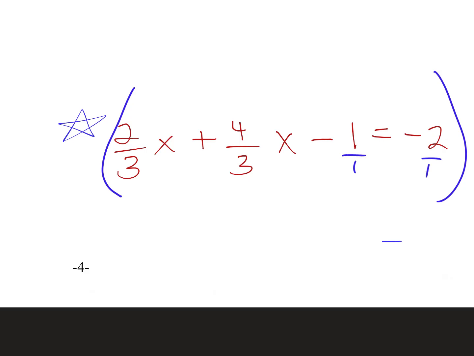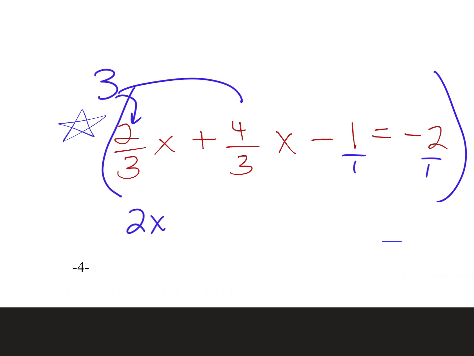What's your common denominator between 3 and 1? 3. If I just put a big 3 right here and distribute it all the way through, you guys can do that. Whatever the common denominator is between any of the fractions, you can do that. This happens to be 3 because they both have 3. But if you were to multiply right here, what's 3 times 2? 6, and 6 divided by 3 is 2. So this gives you 2x.